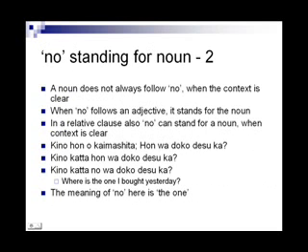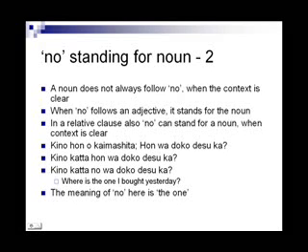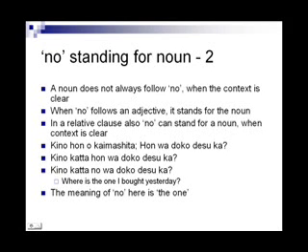A noun does not always have to follow no when the context is clear. When no followed an adjective, the adjective and no combination became a substitute for the noun. Similarly, in a relative clause, the noun following no can often be omitted when the context is clear.